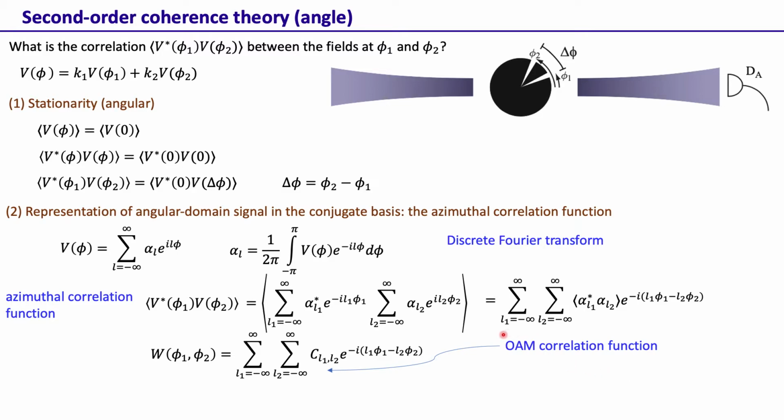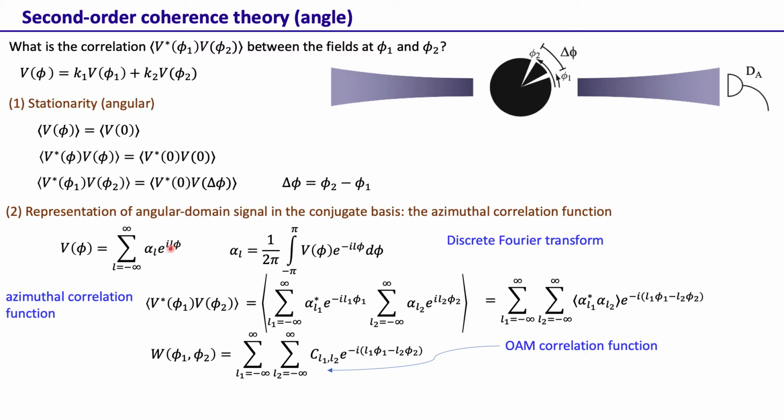Now why are we calling it orbital angular momentum? That will be clear in a while when we represent how such modes can be realized in the lab. So there is a very nice interpretation that goes with this L, which is of the orbital angular momentum. So that's why we are calling it the orbital angular momentum correlation function.